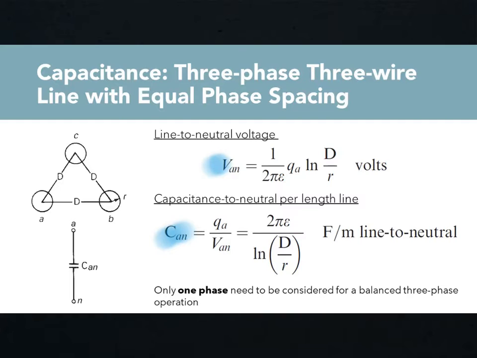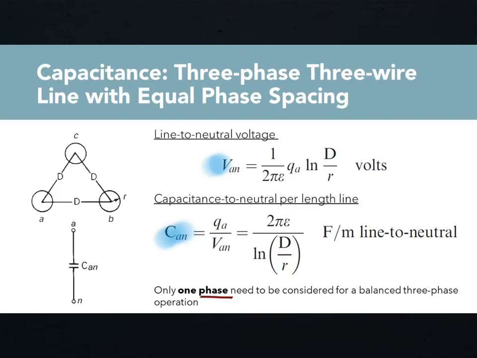Now, in your line, however, this is the line-to-neutral voltage. It's a different thing because in the single phase, there is a line-to-line capacitance and also a line-to-neutral capacitance. But in this case, whatever the line-to-line of the single phase will be treated as the line-to-neutral of three-phase, because we only need to consider one phase.